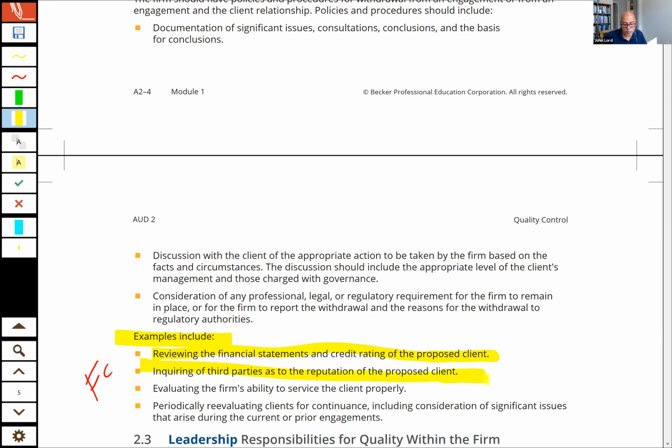Inquiring of third parties as to the reputation of the proposed client. That's why it's not a bad idea to be involved with some association. For example, the American Institute of Certified Public Accountants has different groups. There's an organization that I used to be involved with, the Association of Latino Professionals for America. It used to be Finance and Accounting, the F and the A. They changed it to For America, but it's primarily a finance accounting group. There's a group called Ascent, NABA, National Association of Black Accountants.